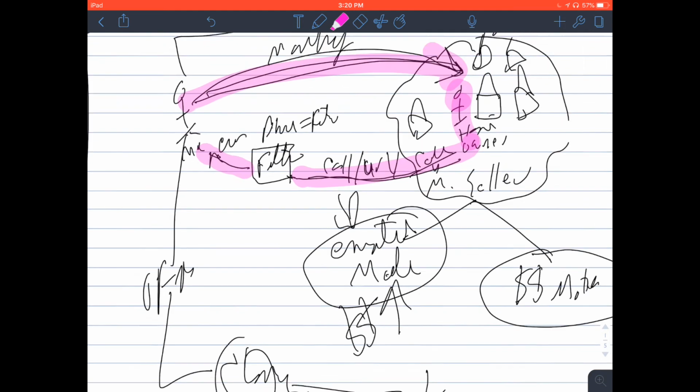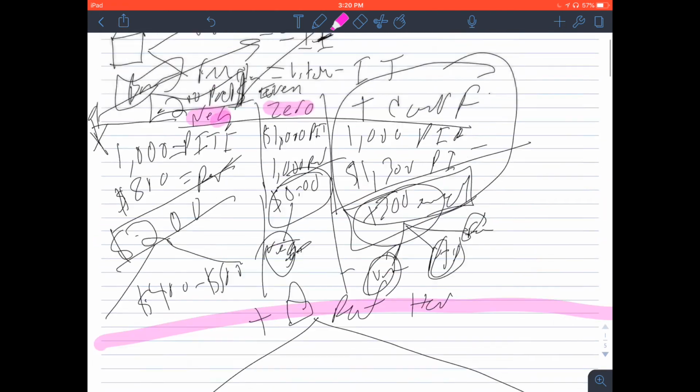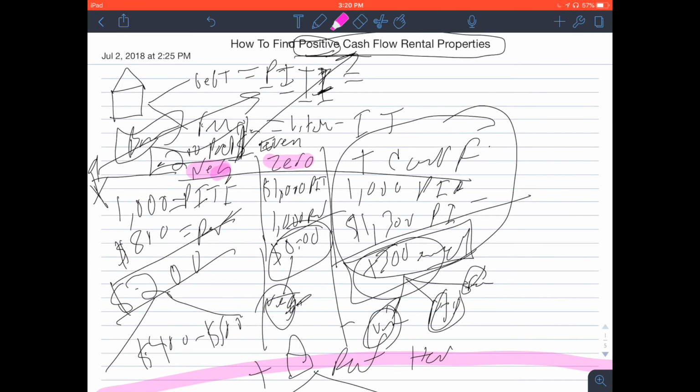Okay. So, anyways, guys, that is two ways to get positive cash flow, and we also talk about the importance of getting positive cash flow.